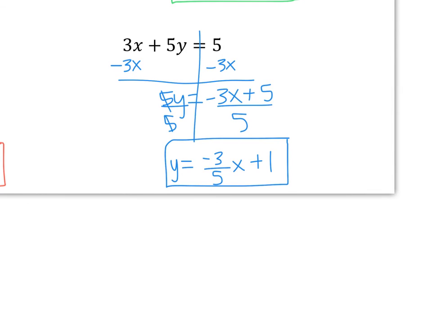So again, when we want to go from standard form to slope-intercept form, we are solving for the y variable, right? We want to get y by itself.